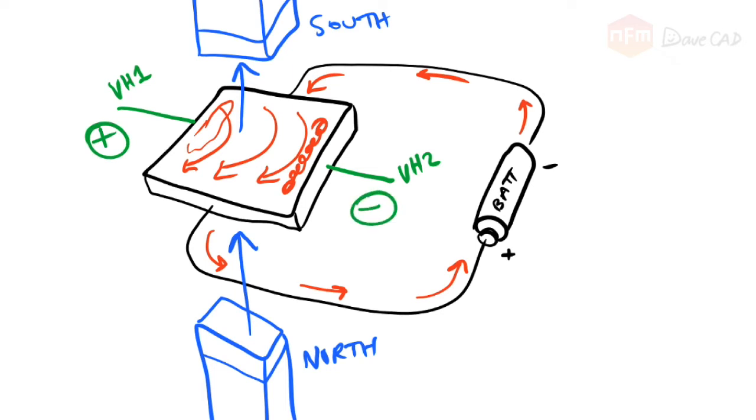And the same thing happens if you reverse this battery. So if we swung this battery around and put positive here and negative here, the same thing happens. It reverses the flow of current across the element here. So that in a nutshell is the Hall effect.